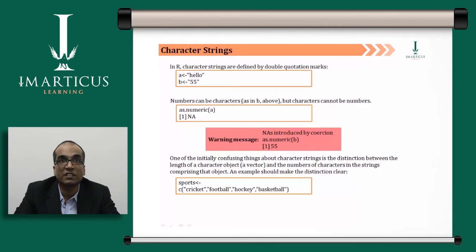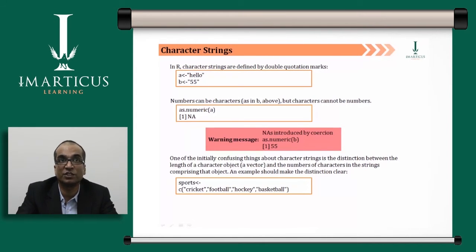One of the initial confusing things about character strings is the distinction between the length of a character object, a vector, and the number of characters in the string. These are two different things which are quite confusing, right? For example, you are creating a vector sports <- c("cricket", "football", "hockey", "basketball"). Here, the length and the number of characters in the string are two different things, so we'll make that clear.